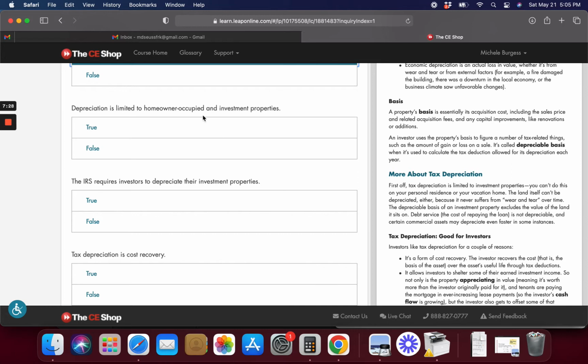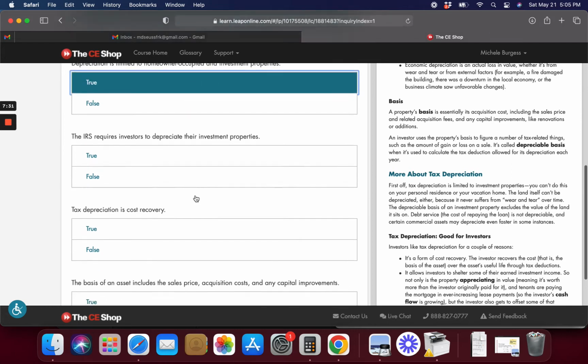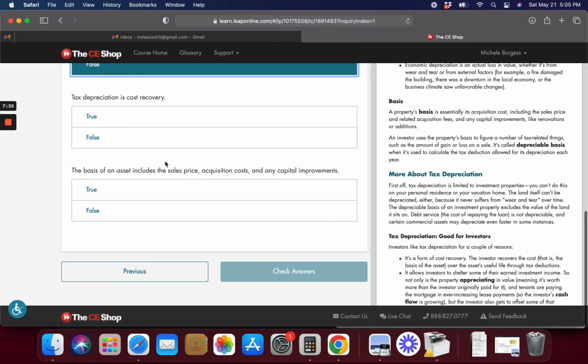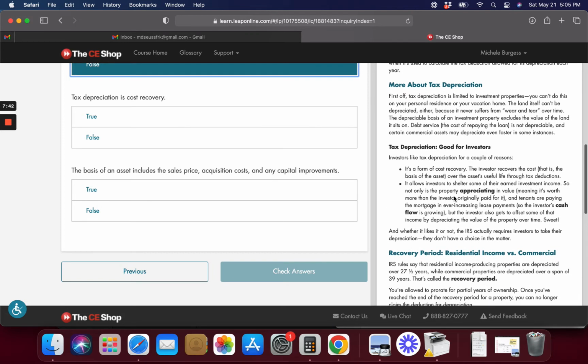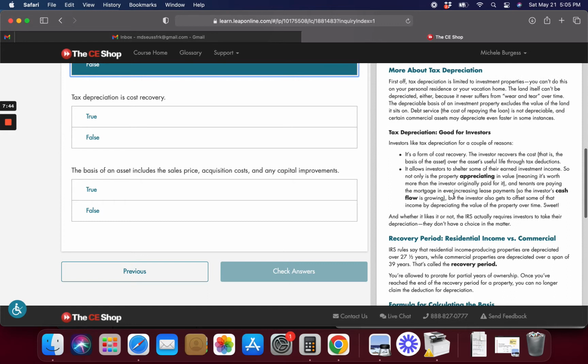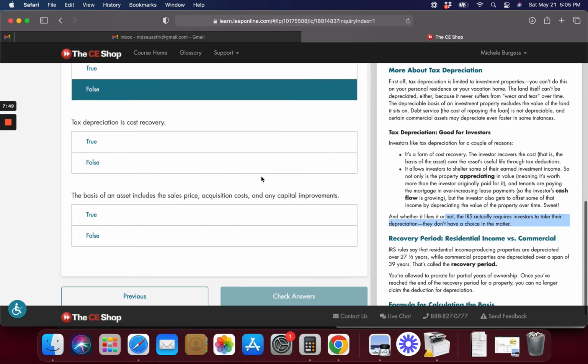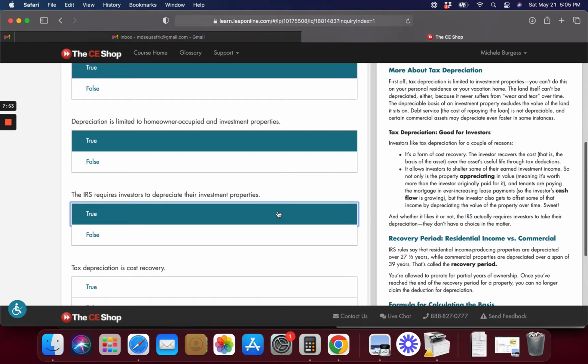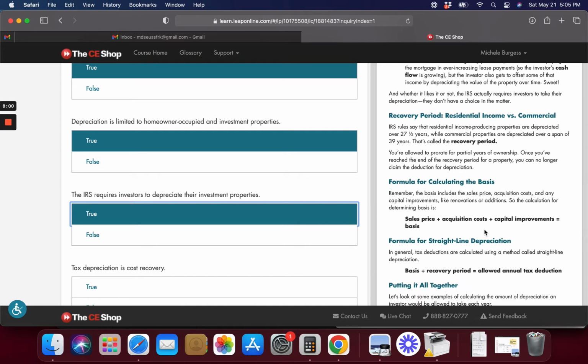Okay, I'm going to guess. The IRS requires investors to depreciate their investment. No, I don't think so. Tax depreciation is cost recovery. I don't think they make you do it. You have the choice of whether you want to do that or not. Whether you like it or not, they actually require you to take the depreciation. Oh, well, never mind on that. Apparently they do. I did not know that. I used to have investment property and they never made me take it. They always asked if I wanted to do it or not.